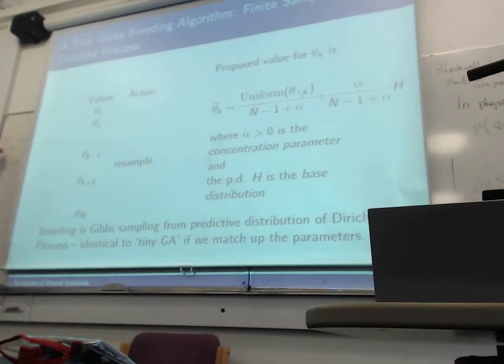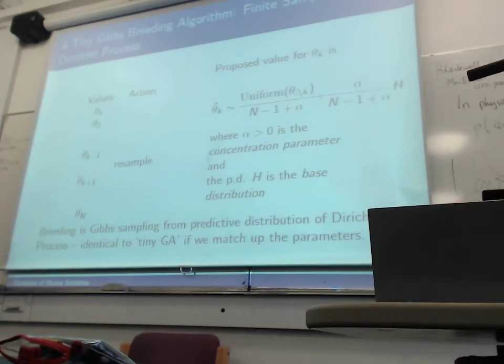So this is close to 1. As n becomes larger, this is close to 1. As n becomes larger and larger, you will almost inevitably pick out a value that's already in the urn and duplicate it. Whereas your chances of a new value go down as time goes on.